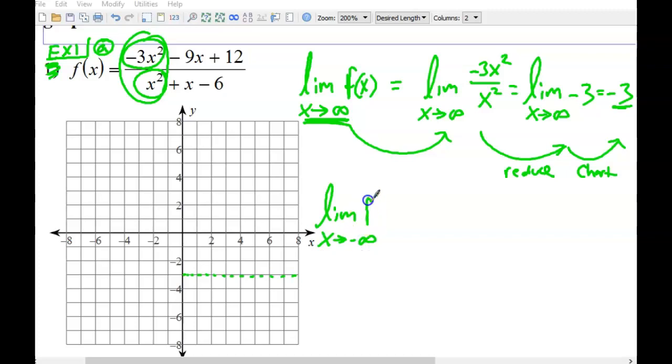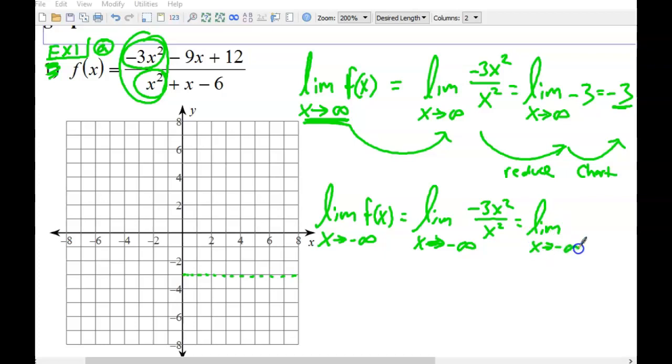The limit at the left of my function is still going to be the limit to the left of just those first two terms, which still reduces to just -3. And on our chart, we saw that it didn't matter whether the infinity was positive or negative, it was still -3. So that means at the left, the limit's also -3.